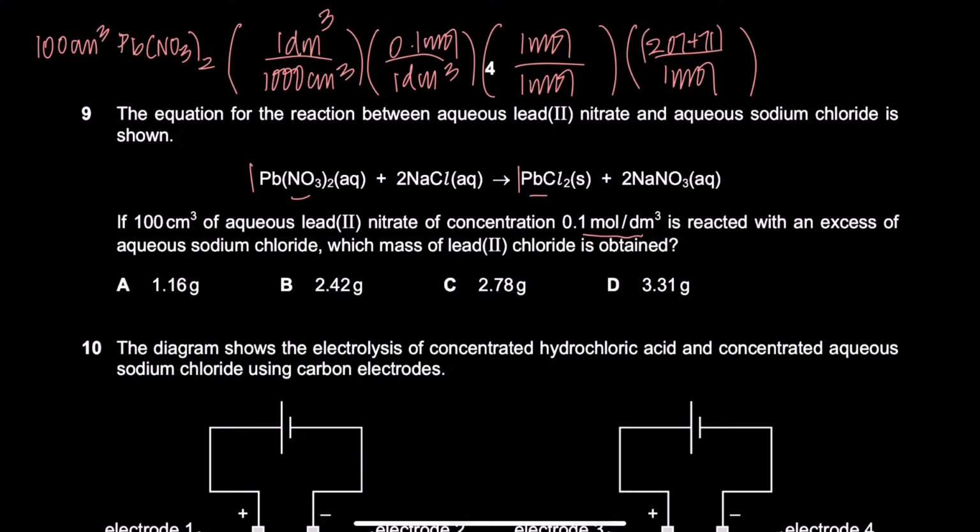If I do this calculation, 100 times 0.1 times 207 plus 71, what's that gonna give me? 2780 divided by 1000. So the answer is 2.78 grams. And do we have the option? Right here. C is the right option. If you don't know what I've done here, you could watch my moles and stoichiometry questions. That'll make moles hella easy for you guys. Okay, you don't need any formulas.